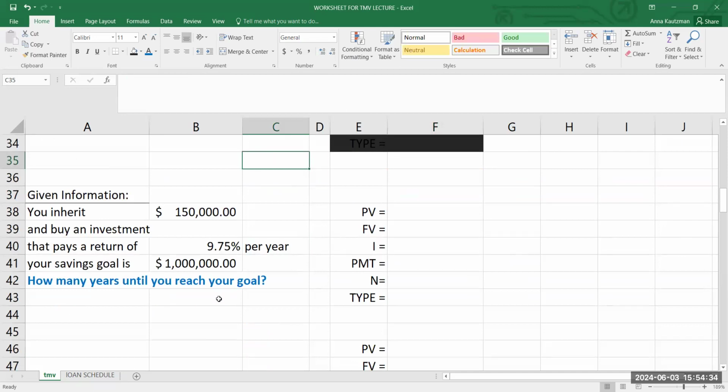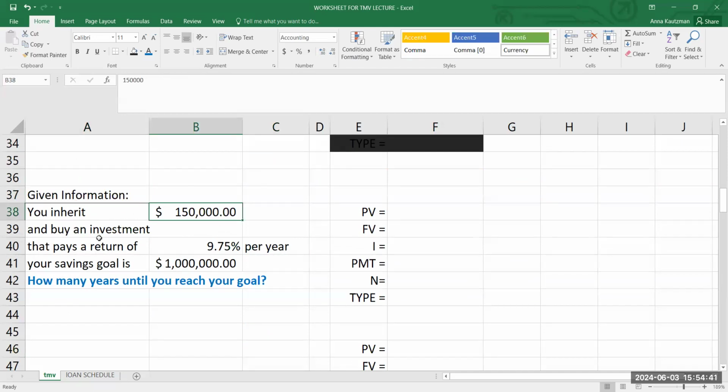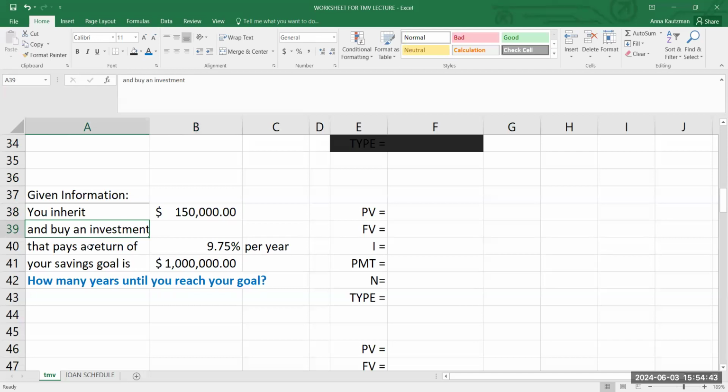All right, one more. Our given information. You inherit $150,000 and buy an investment that pays a return of 9.75% per year. This is obviously a good investment. That's a good rate of return. Not great, but good. Your savings goal is to have $1 million. Question: how many years until you reach your goal?